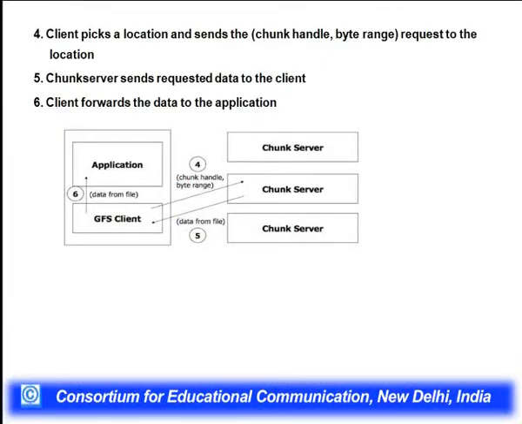So the client picks the location on the chunk server, saying, okay, I want to read the file from this location, and it will send the request to that location to read this file from this location on the chunk server. The chunk server will respond with the requested data to the client, saying, this is the data that you requested, and the client will forward the data to the application.